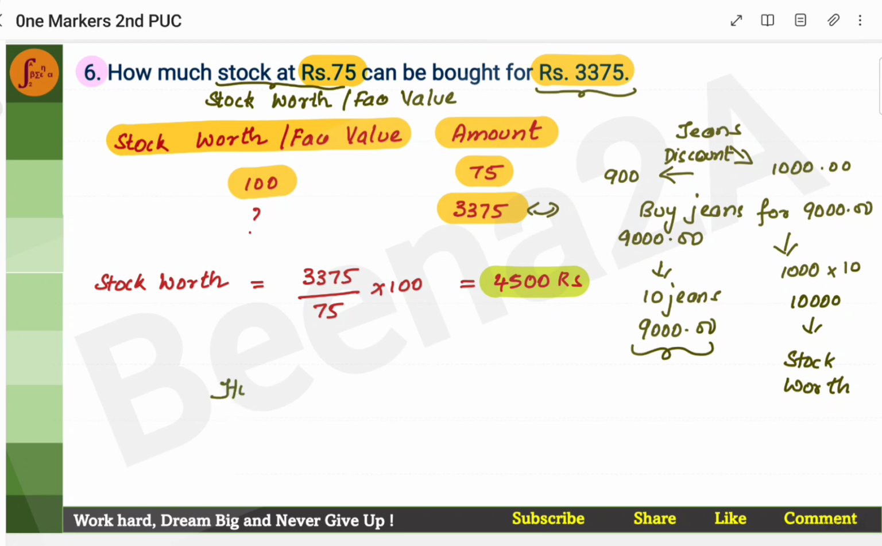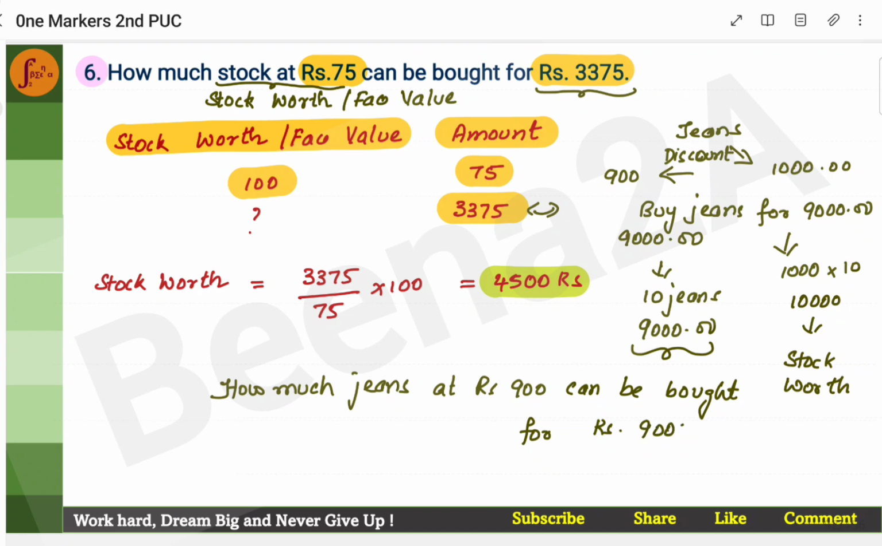So if I write the question like this: how much jeans at rupees 900 can be bought for rupees 9,000? Now you can assume this question. What does this mean? It means how much worth. Answer is 10,000 rupees worth. If I'm spending 900 rupees per jeans and the actual price is 1,000, for 9,000 rupees, I'm buying 10,000 rupees worth jeans. This should be the answer.